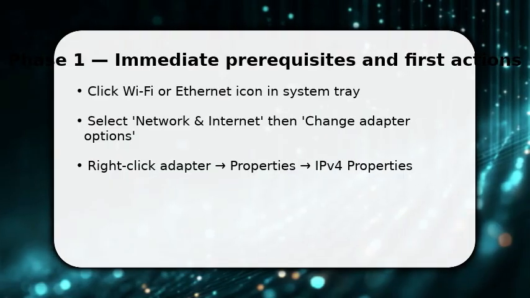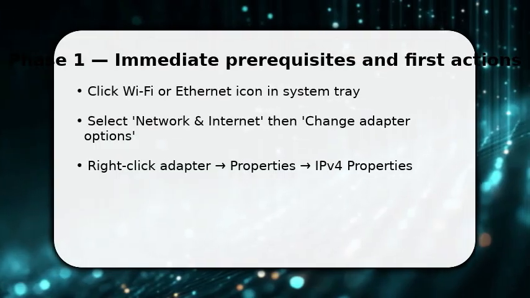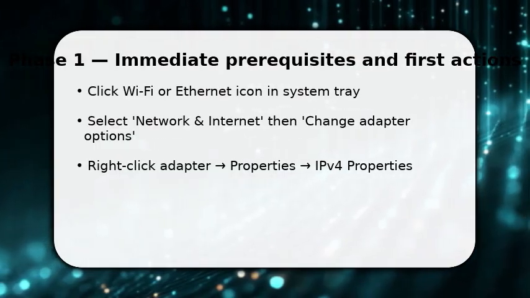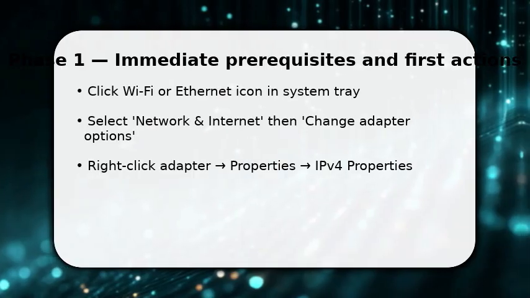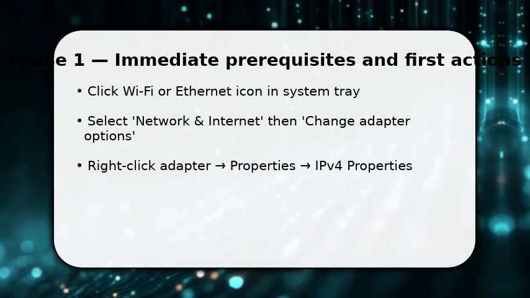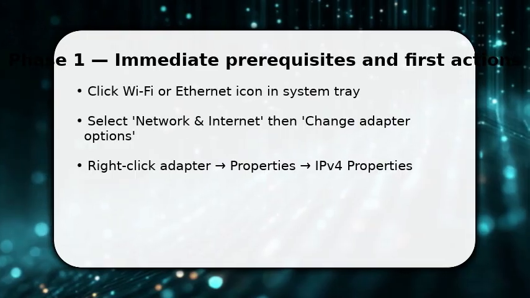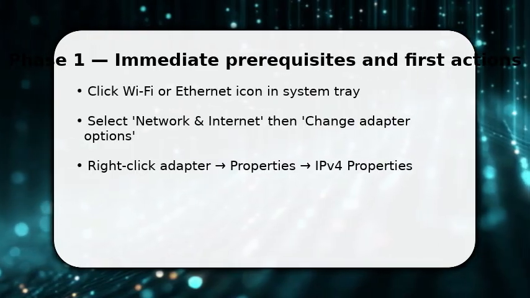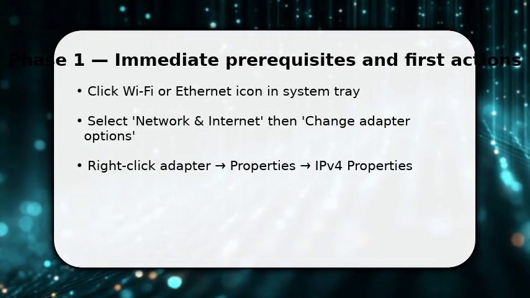You begin by opening the network interface you actually use. This matters because DNS is per adapter. Click the Wi-Fi or Ethernet icon, choose Network and Internet, then open Change Adapter Options. Once there, right-click the active adapter and choose Properties.